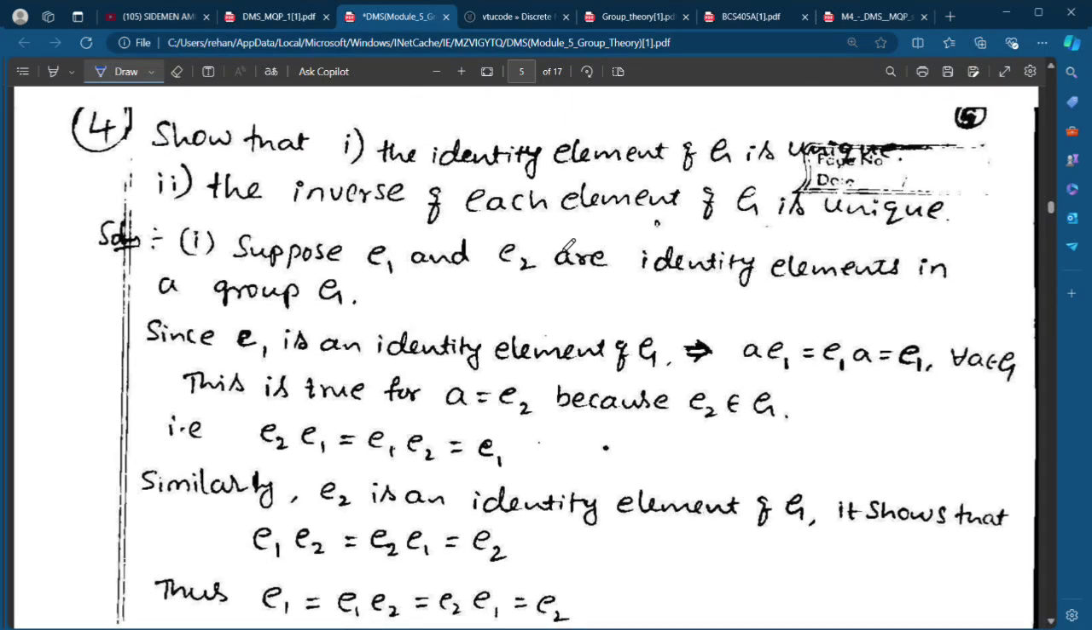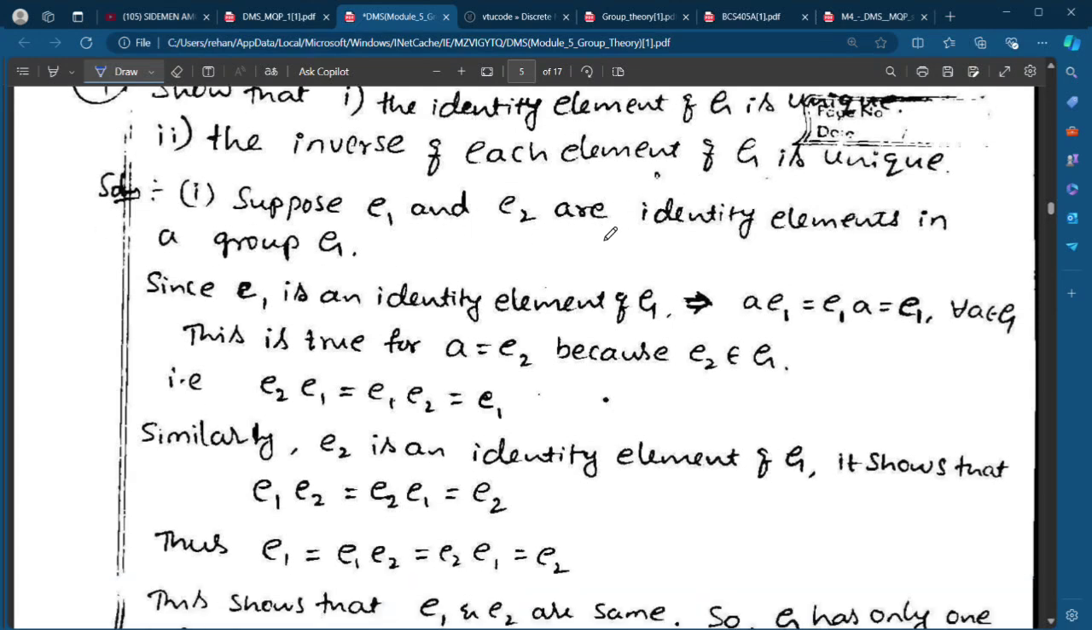Then another thing we have to show is that the identity element of G is unique and the inverse of each element is unique. So for all the elements we'll have one same identity element, and for each element I'll have one inverse element. Suppose E1 and E2 are identity elements in a group. So I'm considering two identity elements, E1 and E2.